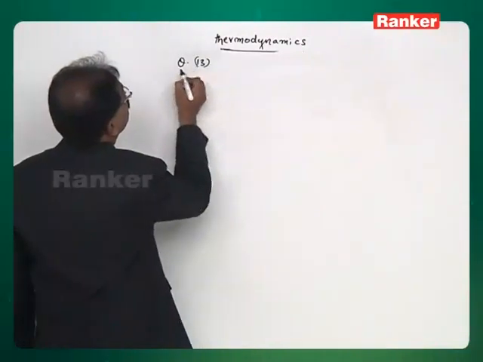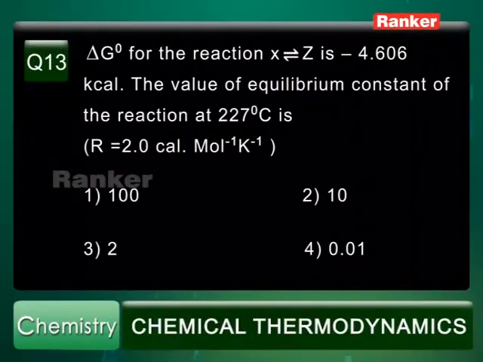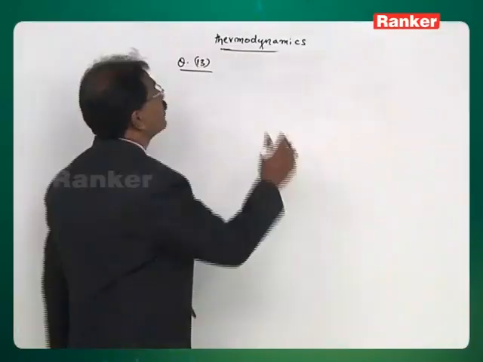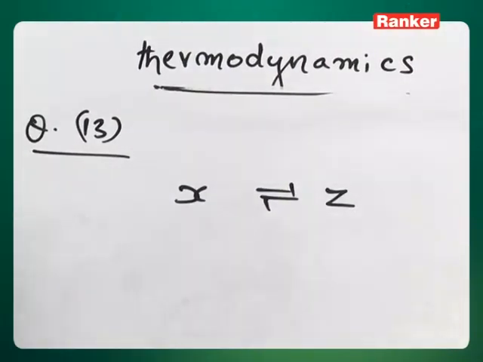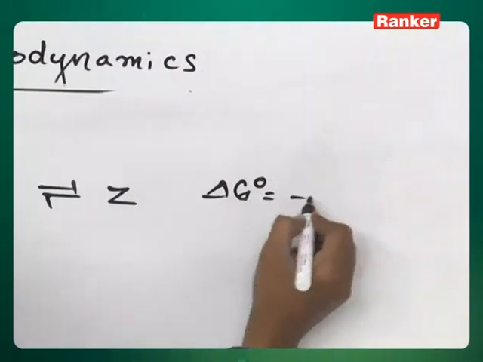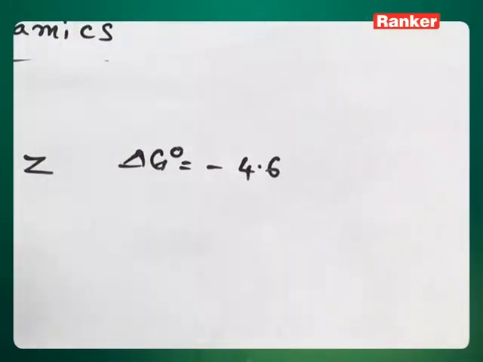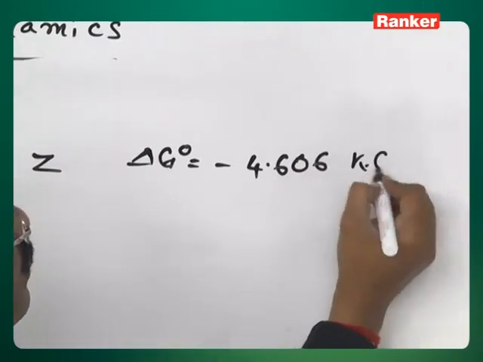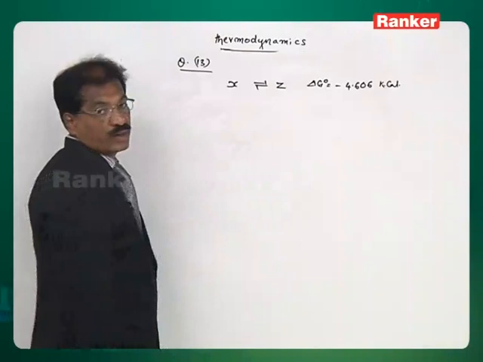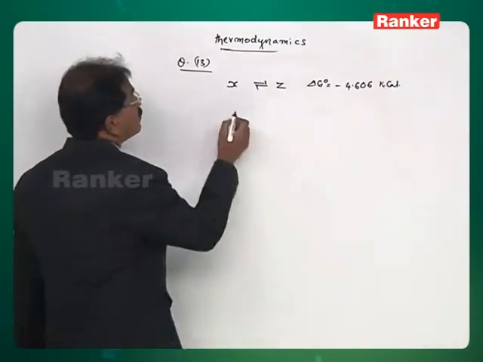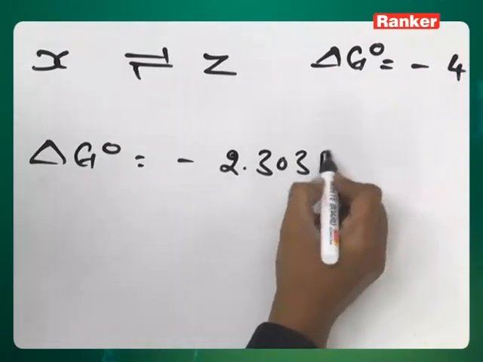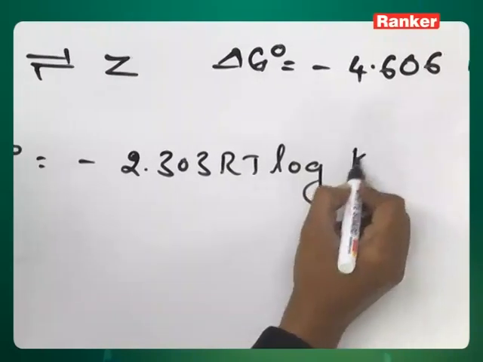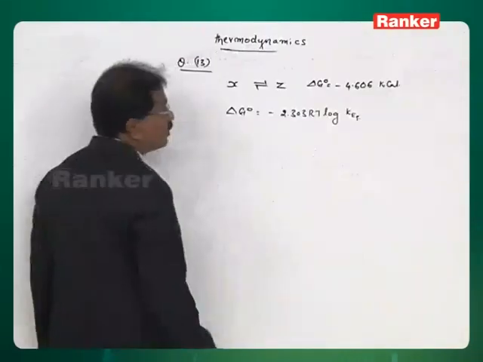Question number 13. Del G naught for the reaction is given. Based on this del G naught, we have to calculate the equilibrium constant. The reaction given is X reversible arrow Z, and del G naught is equal to minus 4.606 kilocalories. Based on this, we have to calculate the equilibrium constant. The relation between free energy change and equilibrium constant is this one: del G naught equals minus 2.303 RT log K, where K is the equilibrium constant.